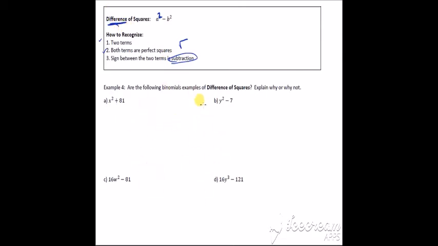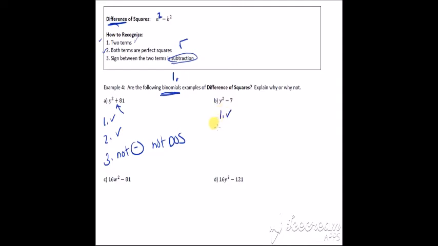So we're going to take a look at these binomials. Okay, so binomial, we're already saying that there are 2 terms, right? So one is already satisfied. Okay, are they difference of squares? So yes, there are 2 terms. You can root x squared, you can root 81. Okay, is the sign between them subtraction? Not subtraction. So not difference of squares.